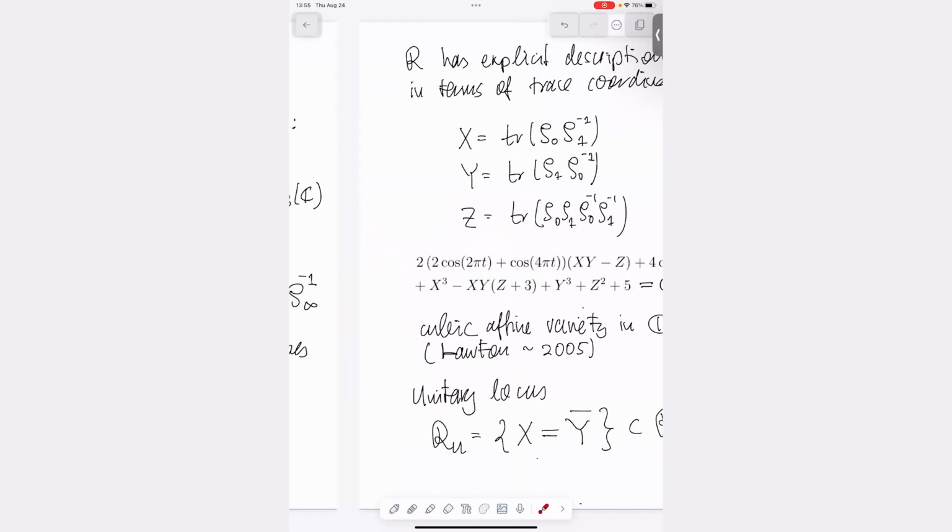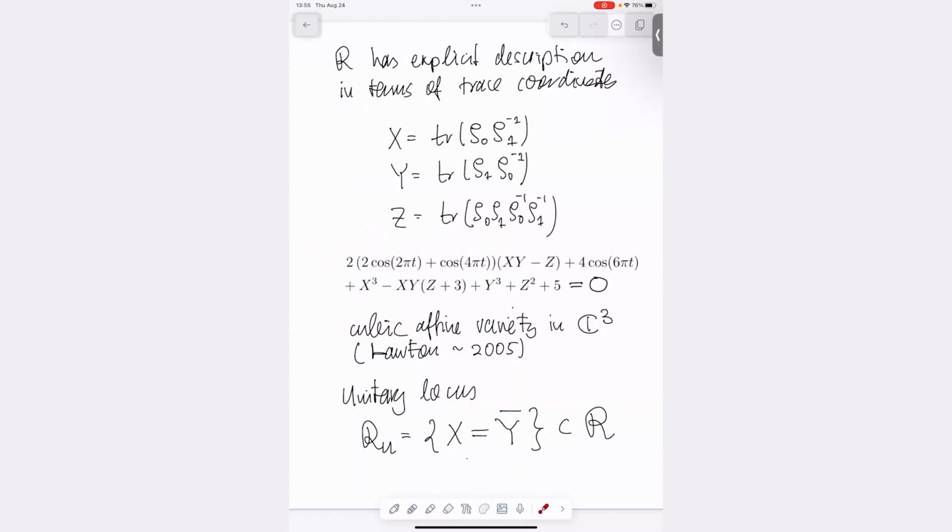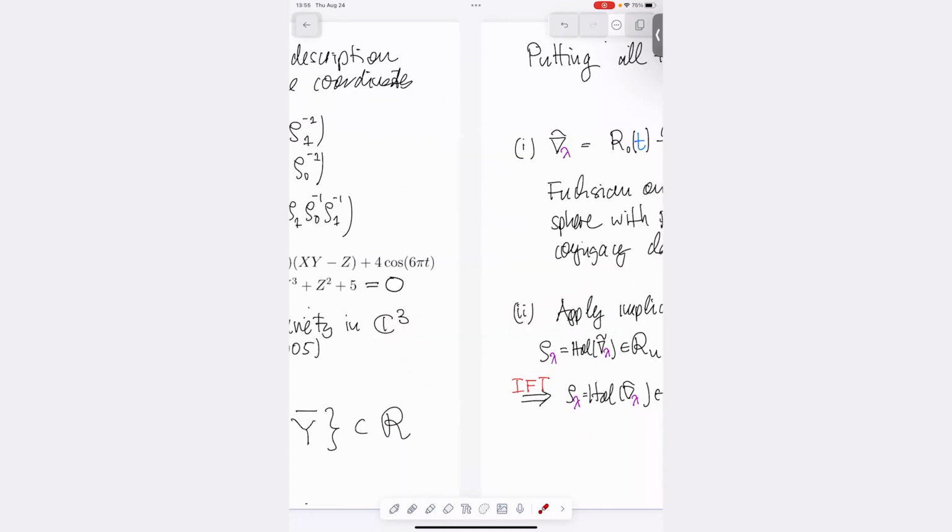Let me just swipe here. The trace coordinates, so these are the monodromies or the representations around the loops 0 and 1. And these are 3 trace coordinates, and in fact, the representation variety is given by this affine cubic, and the unitary part is given by a simple x is y bar condition. And that's it, and then you are essentially done.